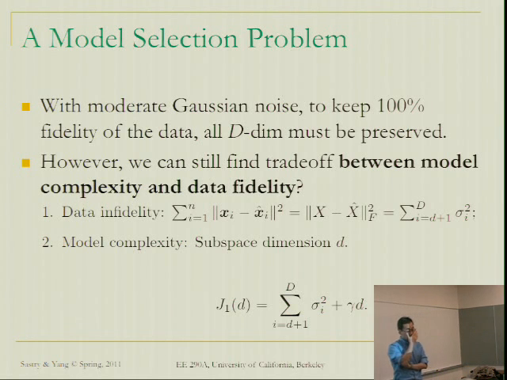A simple example is to minimize this objective function, which consists of two terms. The first term represents the data infidelity, which is the sum from d plus 1 to capital D of sigma squared, which are the singular values of the covariance matrix, the singular values of the data. And the second term is an approximation of the model complexity. In this example, we just use the dimension of the subspace as a rough approximation of the complexity.